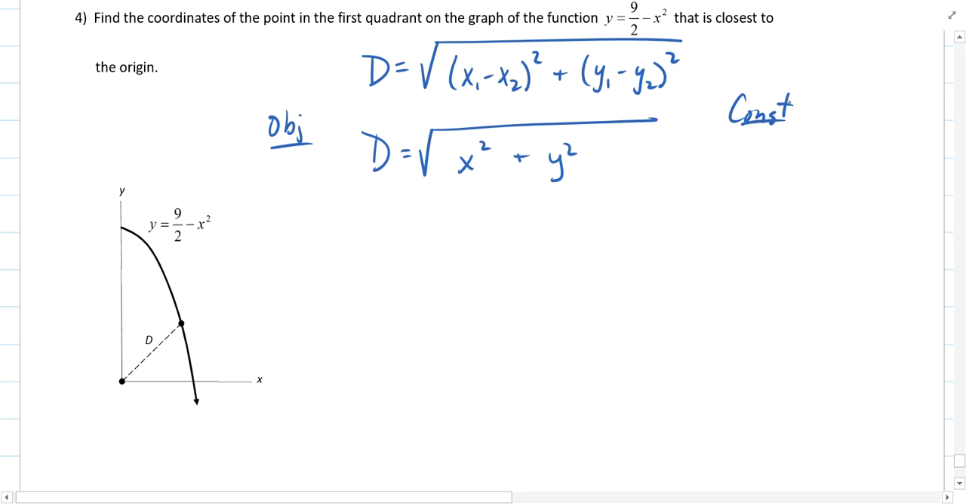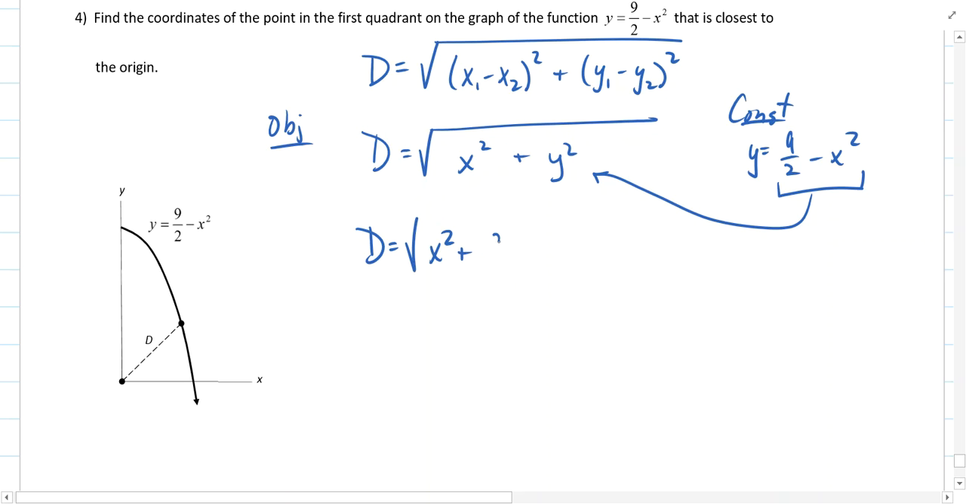And what we're limited to, or what we're constrained by, is that the y coordinate has to be equal to 9/2 minus x squared. So if we use this notion to substitute y in this case, we now have a distance that's equal to the square root of x squared plus (9/2 minus x squared) quantity squared. And we can compute the derivative of this, and, well, we should probably simplify first and then compute the derivative and find the minimum distance.